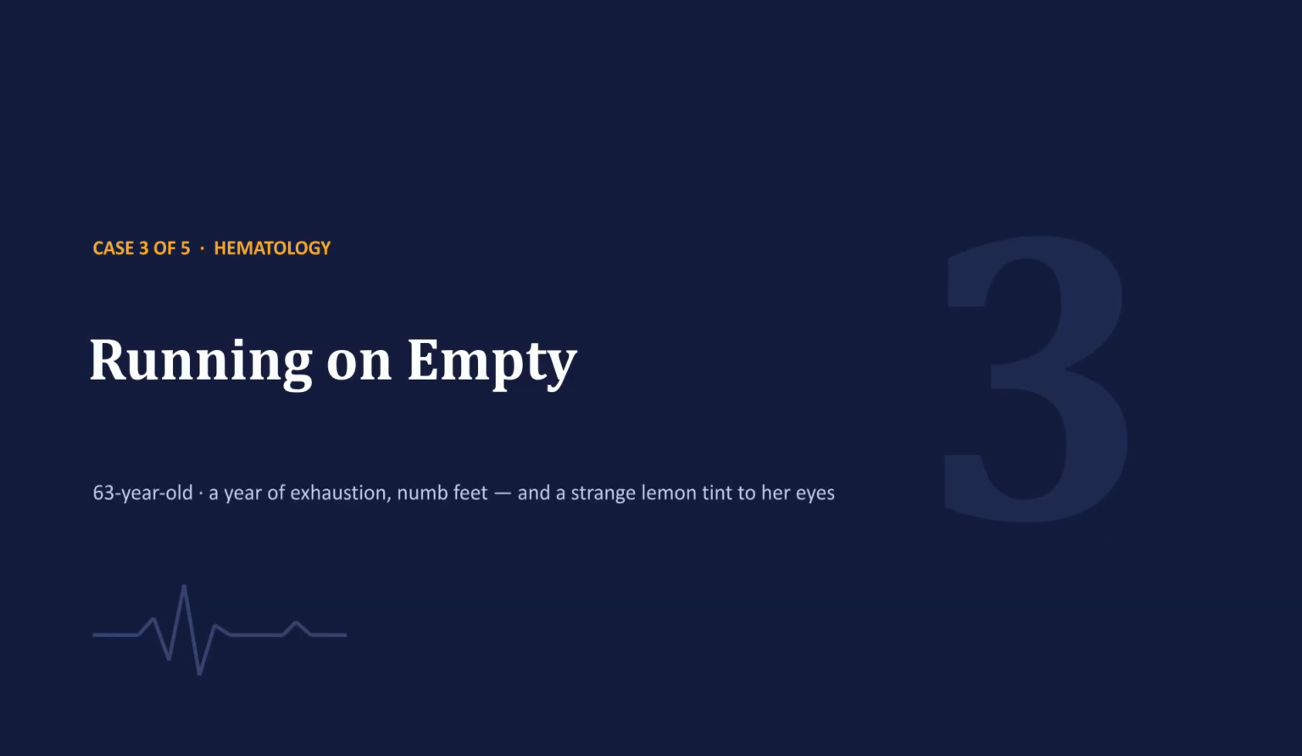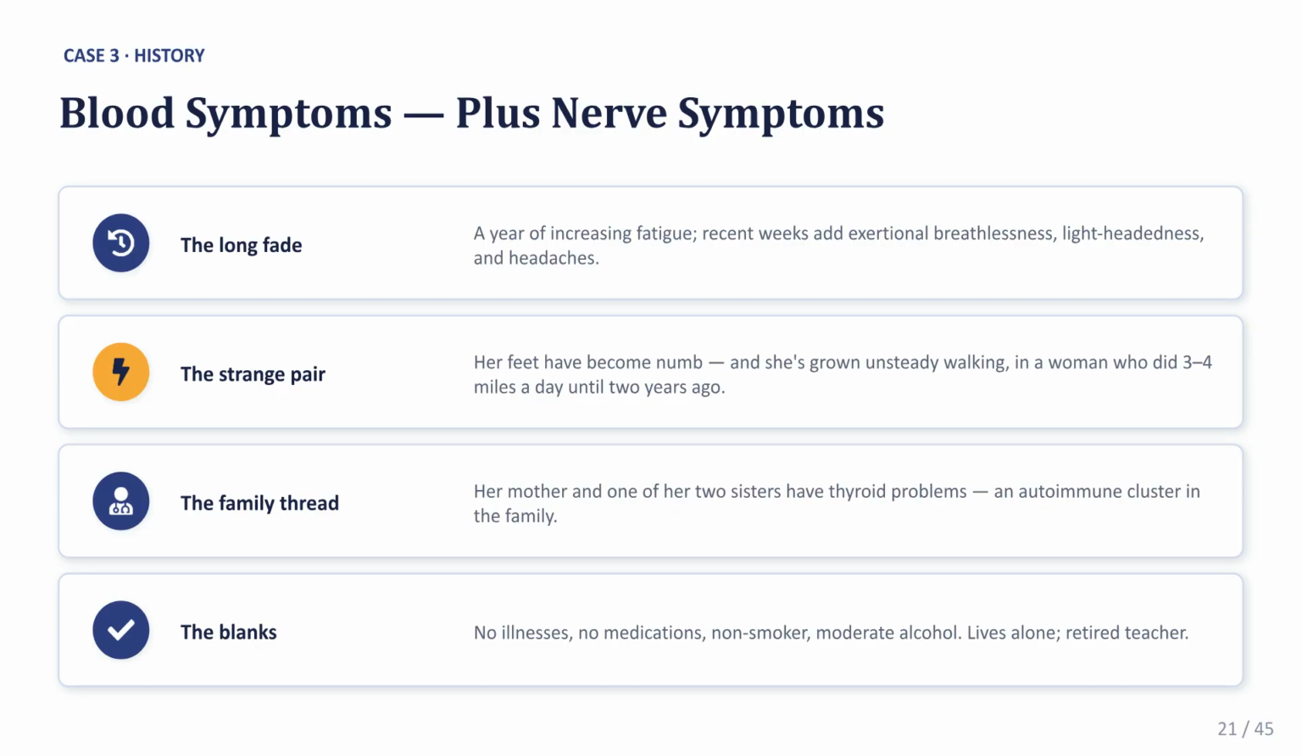Case 3 involves a 63-year-old retired teacher experiencing a year of progressive exhaustion combined with numbness and unsteadiness in her feet. Her history reveals a mysterious color change in her eyes. These neurological and systemic symptoms occurring together point toward a specific metabolic failure. Her history tracks 2 distinct problems: systemic fatigue from oxygen transport failure and neurological impairment affecting her balance.